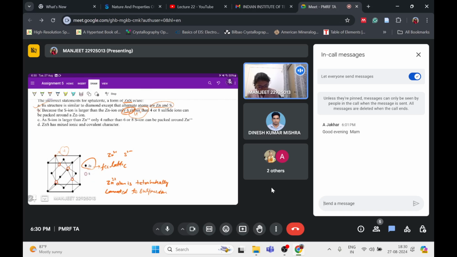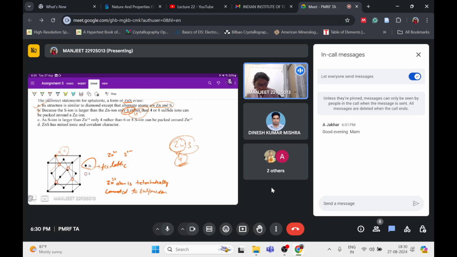If you see this one, sulfur is also connected with 4 zinc. They have the same stoichiometry, so it will also be coordinated with 4 sulfide ions. Now, in the C part, as the S atom is larger than the Zn2+, only 4 rather than 6 or 8 sulfur ions can be packed around the zinc atom.